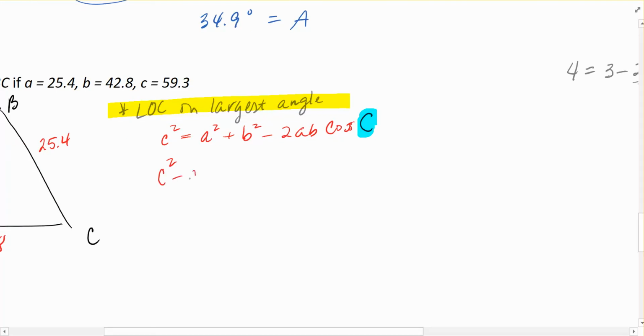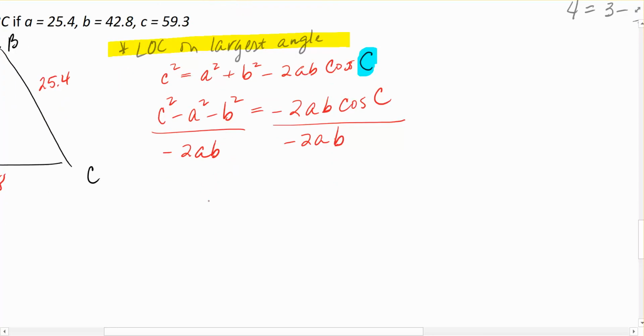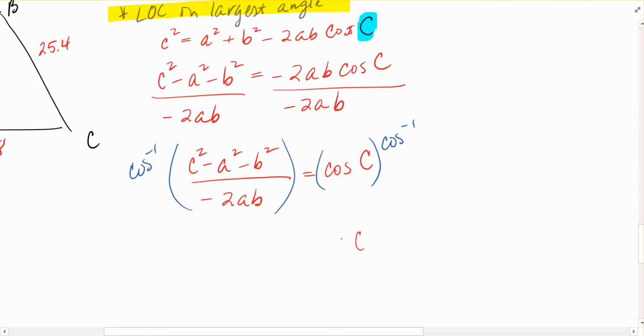So that gives me c squared minus a squared minus b squared, still equal to negative 2 times a times b times the cosine of C. Now once again, I'm trying to get cosine C by itself, so we divide by negative 2ab, because those are the things that are multiplying cosine of C. So let's divide both sides by negative 2ab, and what we end up with is c squared minus a squared minus b squared, divided by negative 2ab, equal to the cosine of angle C. At that point, we would take the inverse cosine of both sides, and that's going to give us our angle C.